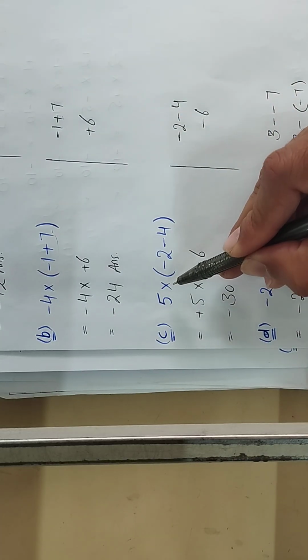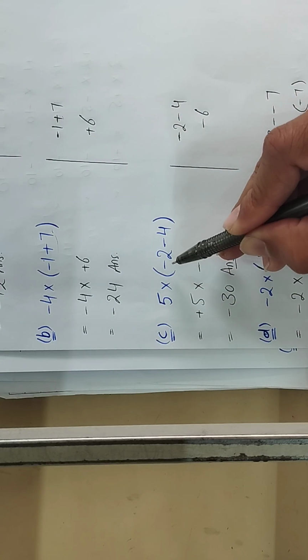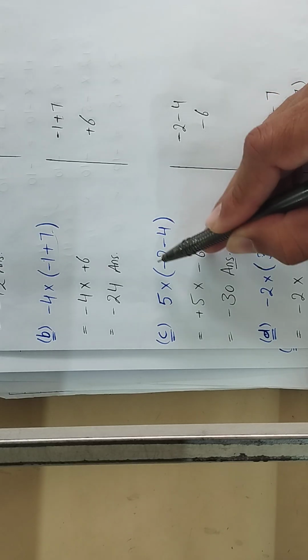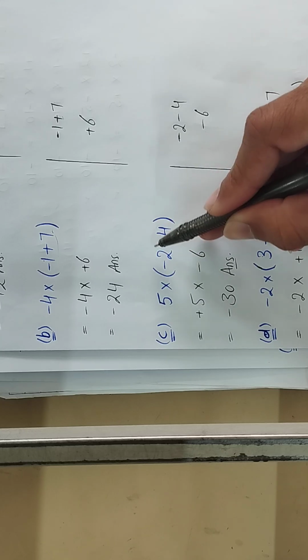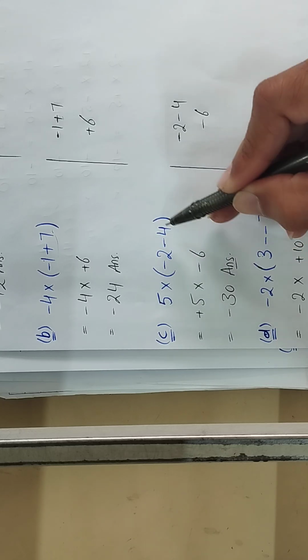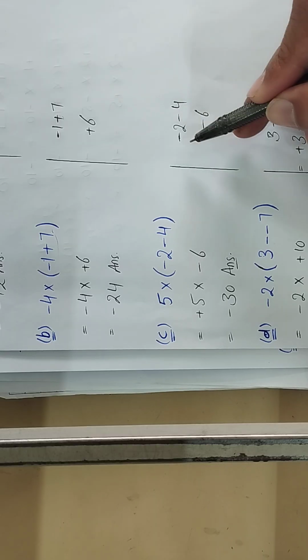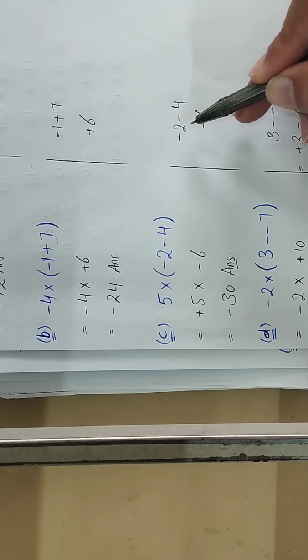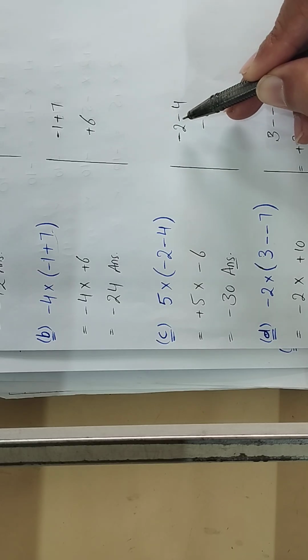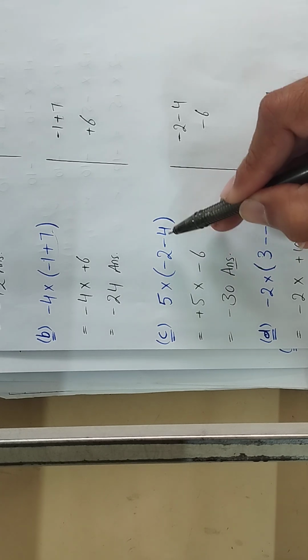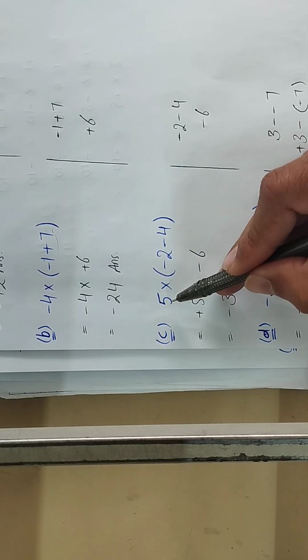It is 5 multiplied by bracket minus 2 minus 4. The first step is do the calculation which is inside the bracket at first. So take this minus 2 minus 4 here. This time the signs are same. It means add the numbers. 4 plus 2 is 6 and keep the same sign with the answer. So it's minus 6. So the answer of this bracket is minus 6.